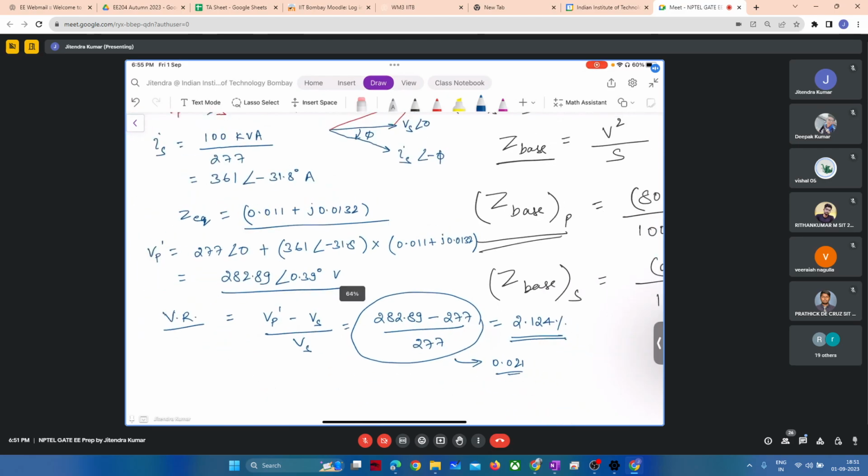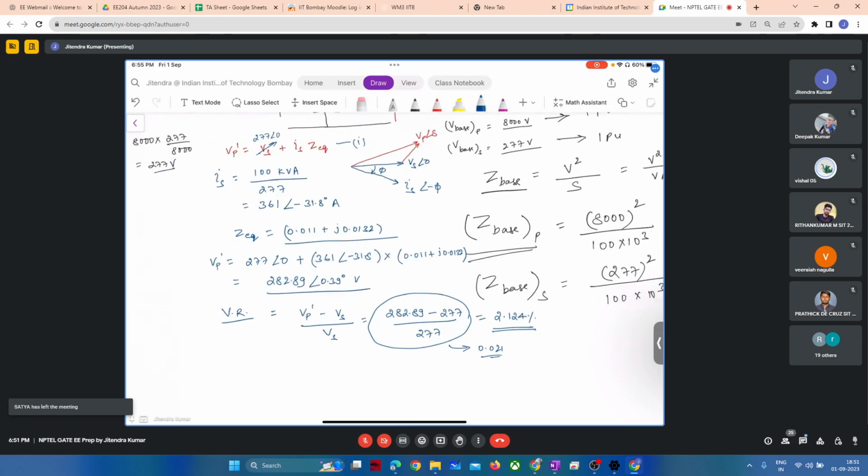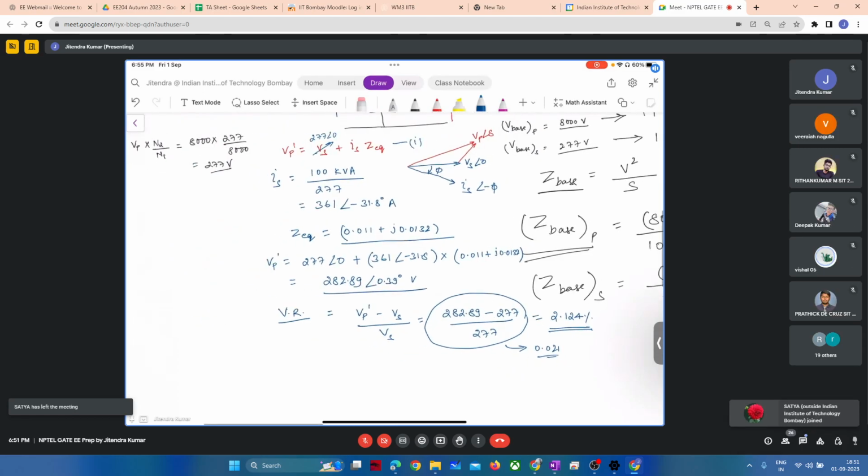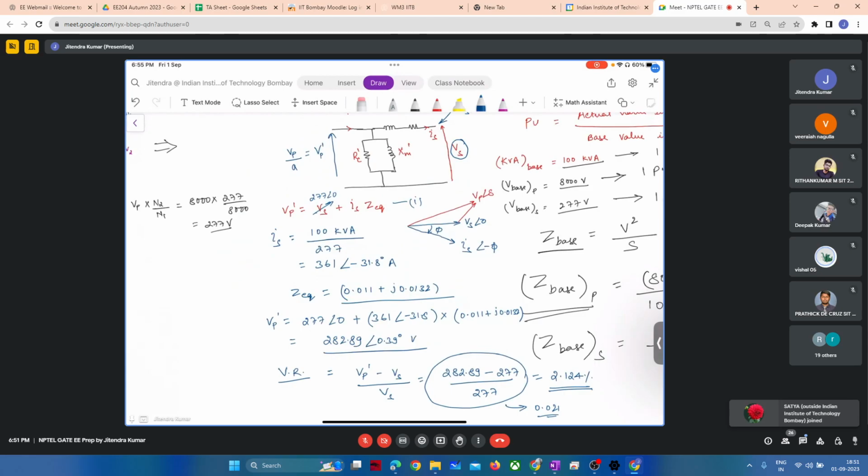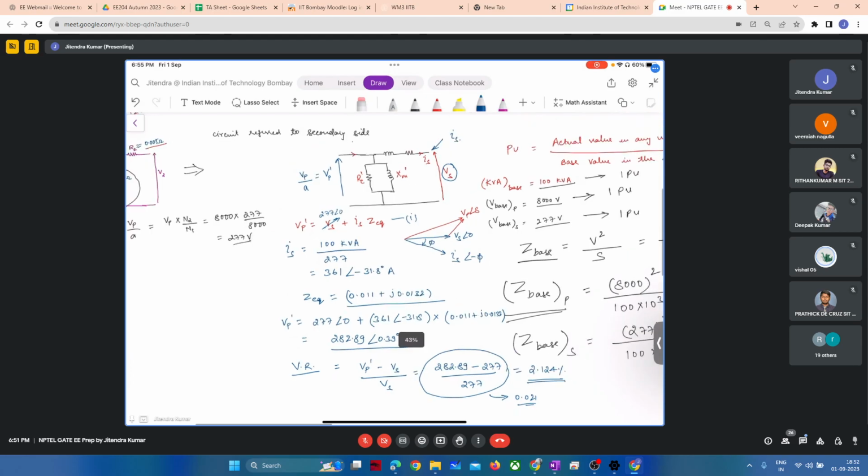This is a standard approach to solve any voltage regulation based problem. You just need to take care of phasor calculation very carefully. Otherwise, you might make some mistake, and that might cost you certain marks. So take care of that. Any doubt in part C?